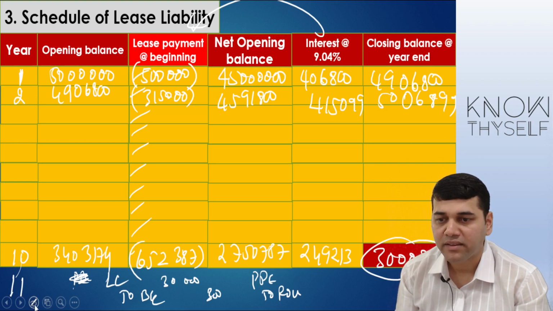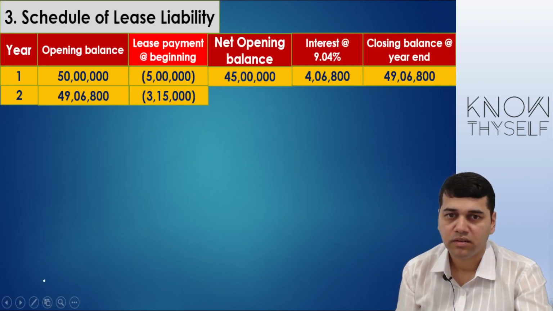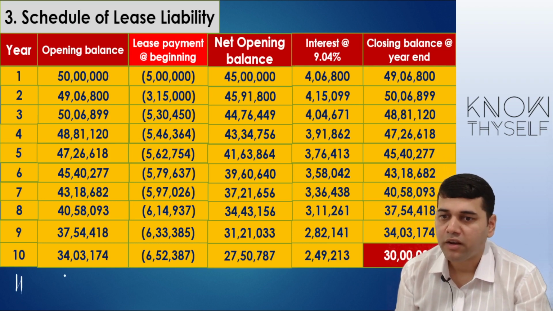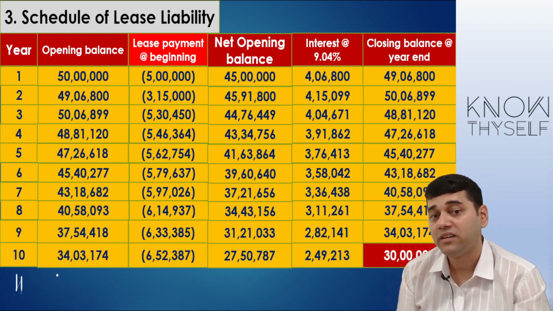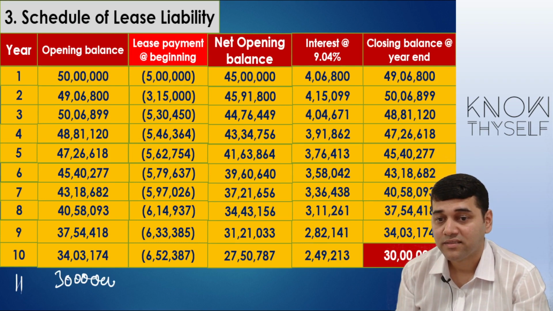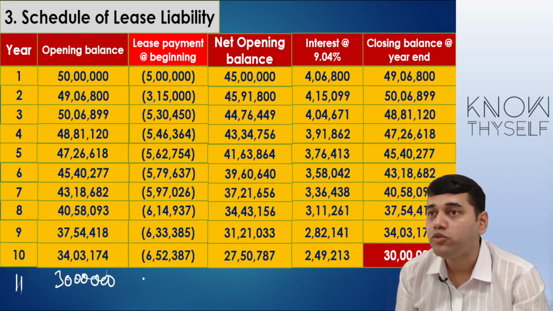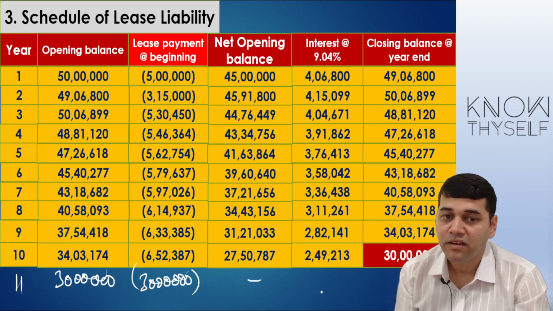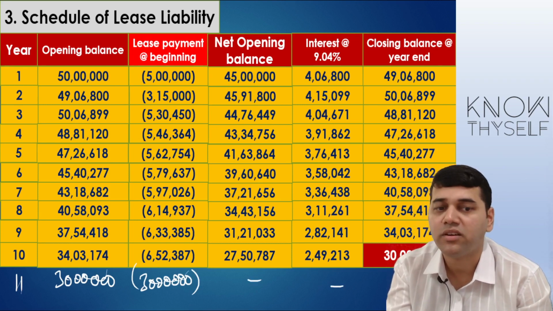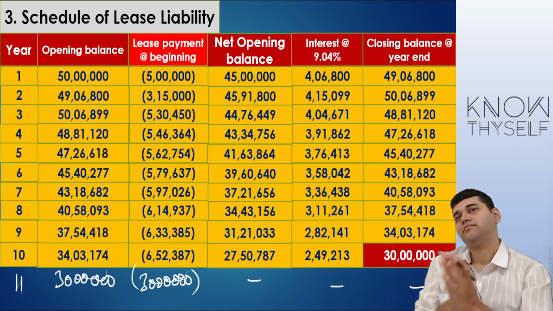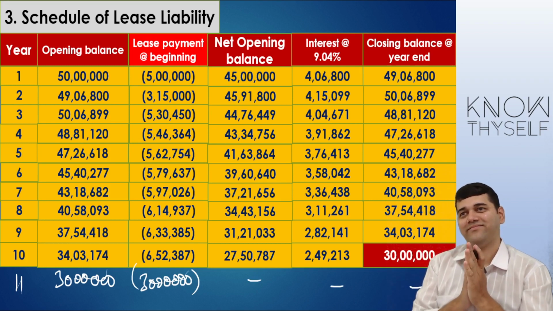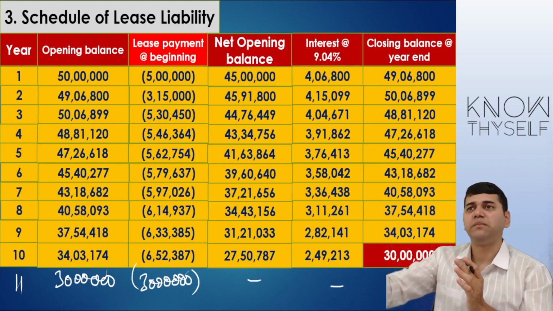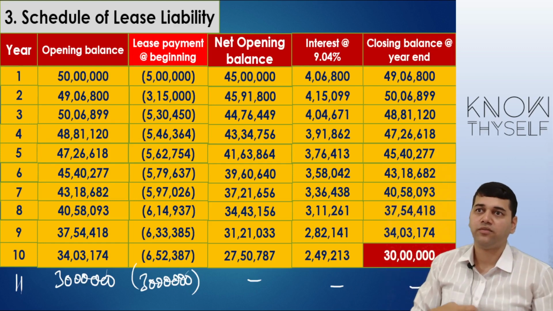Okay, what is your opening balance at the end of the 11th year? The 11th year you prepare. What is the opening balance at the beginning of the 11th year? 30 lakhs. How much payment do you make? 30 lakhs. What is the balance? Nil. Is there any interest applicable? Nil. What is the balance? Nil. Not my termination value, the exercise price at the end.